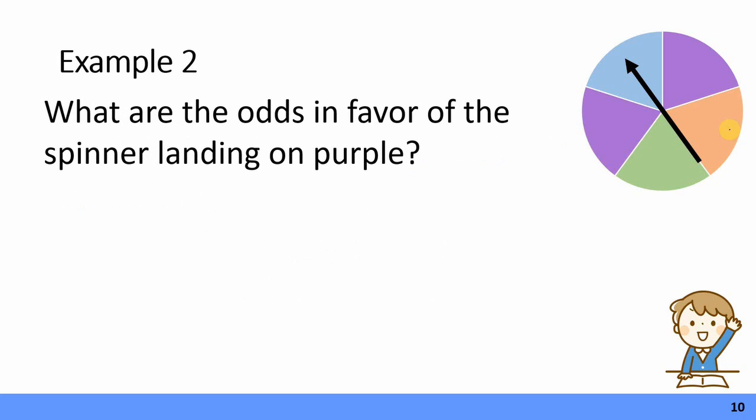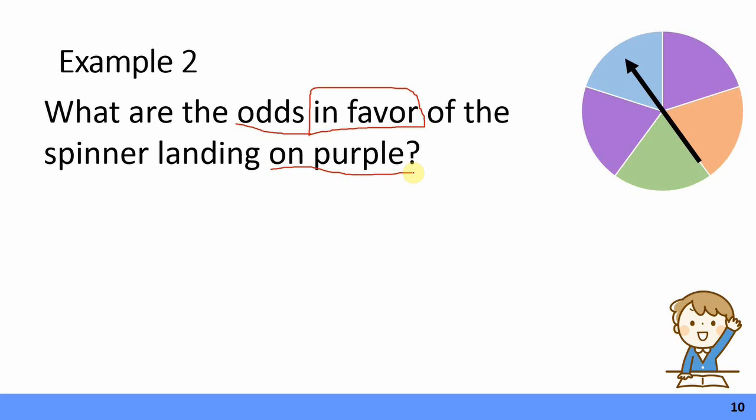Right, so I can leave the same spinner there, and I'm going to ask you a question about odds. So the question here is, what are the odds in favor of the spinner landing on purple? So again, the word probability doesn't appear here, so my answer is not going to be in fraction form. Since they're asking for odds, it's going to be a ratio. Now, the odds in favor of landing on purple. So hopefully you remember by now.